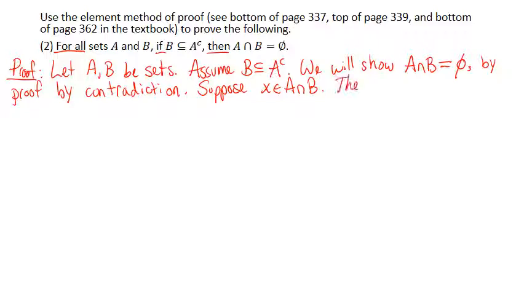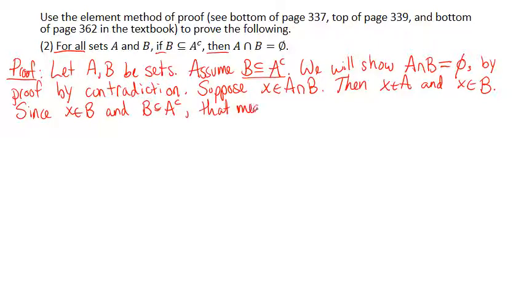So what does it mean for X to be in the intersection of A and B? That means that X is an element of A and X is also an element of B. Well, what else can we use? What is the other information that we haven't used yet? Well, we haven't used this subset thing that we assumed, so let's use that. Since X is an element of B and B is a subset of A complement, that means that X is also an element of A complement. That's what it means for B to be a subset of A complement. All the things in B are also in A complement.